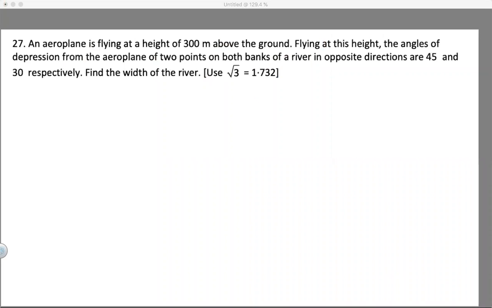An aeroplane is flying at a height of 300 meters above the ground. Flying at this height, the angles of depression from the aeroplane of two points on both banks of a river, in opposite directions, are 45 degrees and 30 degrees respectively. Find the width of the river.